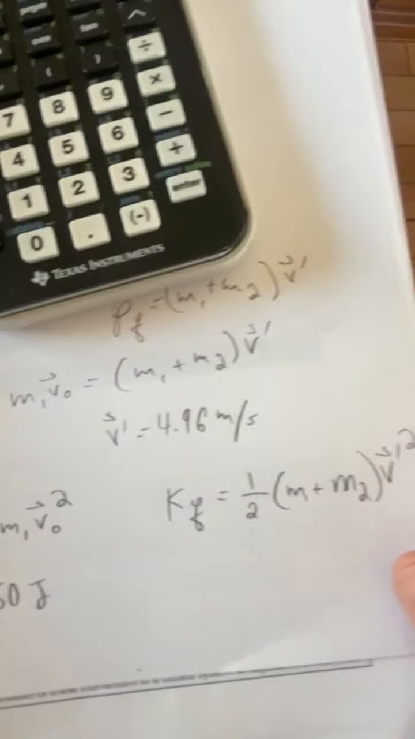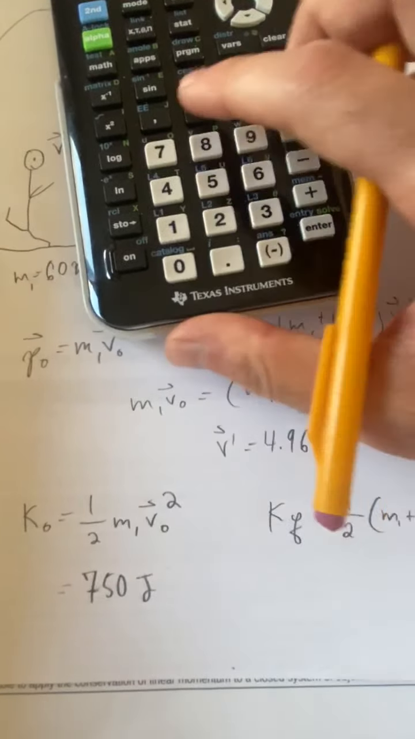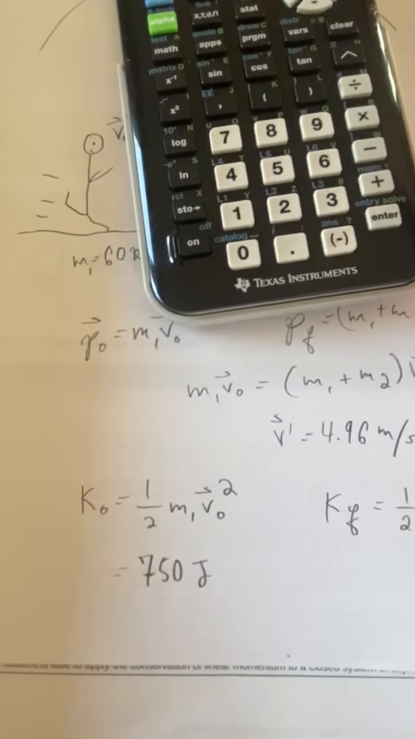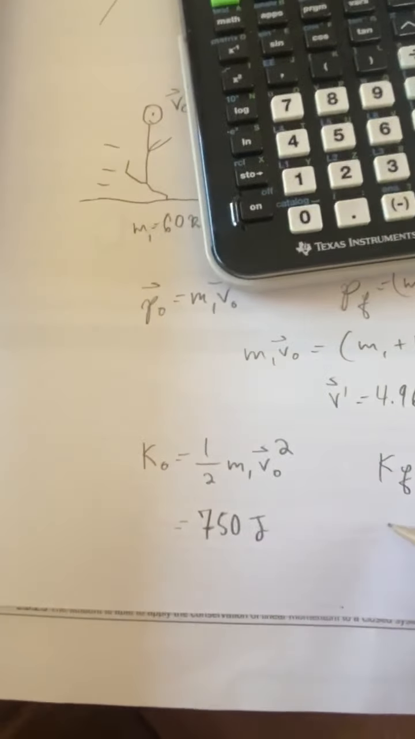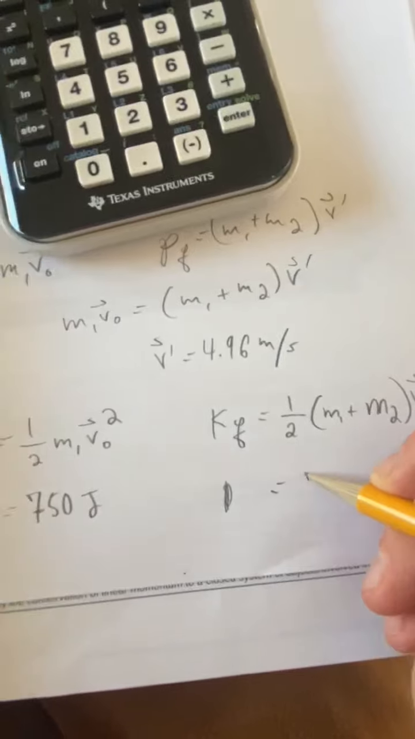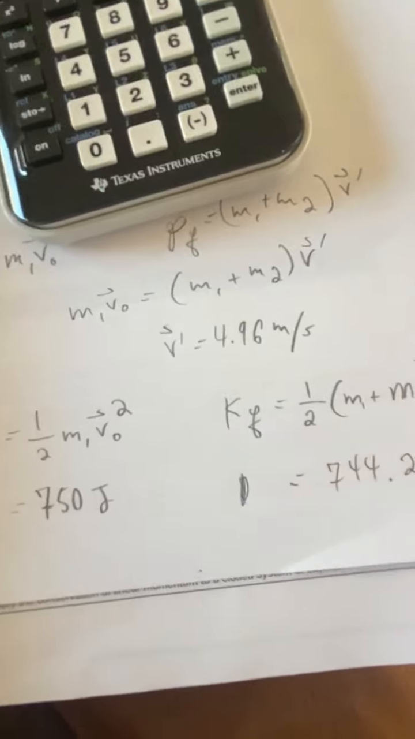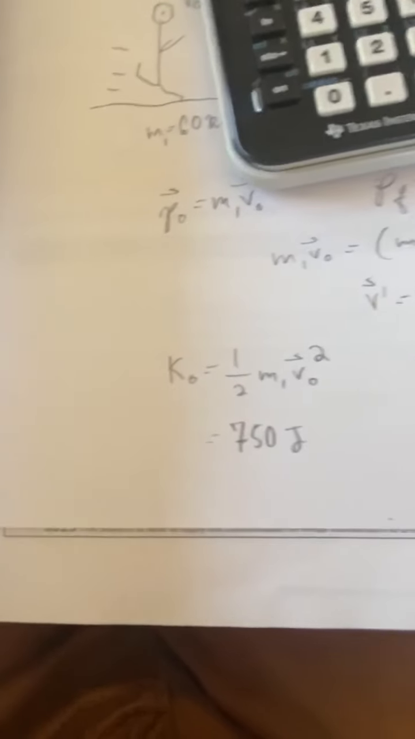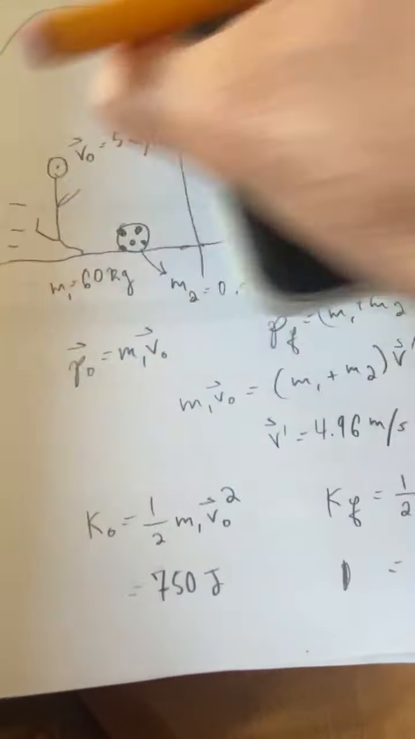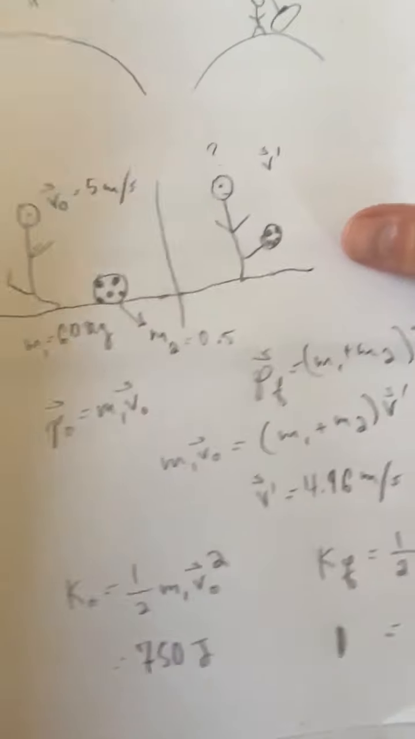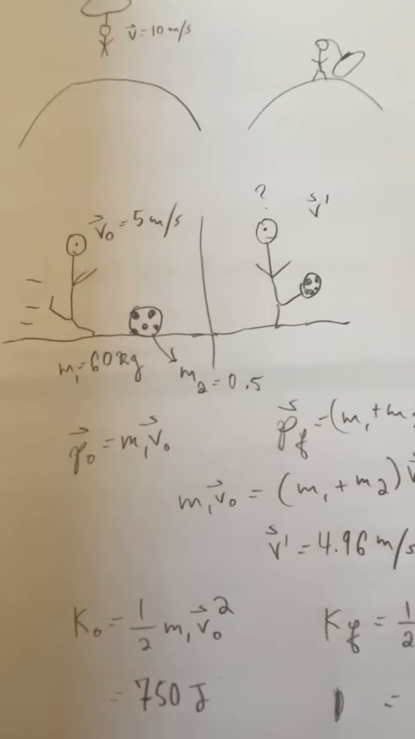But if we run the numbers with our final kinetic energy, we'll do 0.5 times 60.5 times 4.96 squared, and we get only about 744.2 joules. So you can see we've lost just about 6 joules of energy. It's not a huge amount of energy, but it's significant. And so you might wonder why and where that energy went. And that energy goes to non-conservative forces.